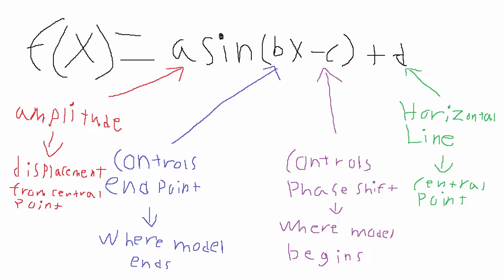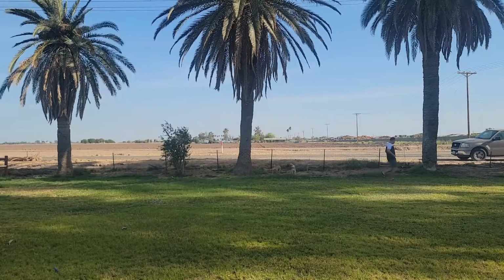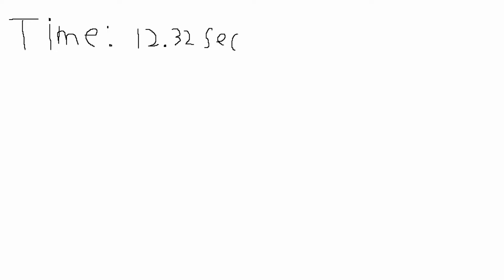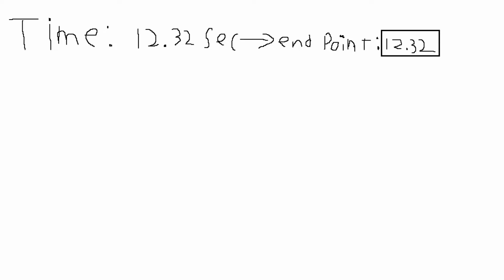Here is an example of what harmonic motion looks like. In this video, you can see me running from the middle palm tree to the right palm tree, back to the left, and back to the middle. This is harmonic motion. The time it took for me to do that was 12.32 seconds. That is our endpoint for this model.